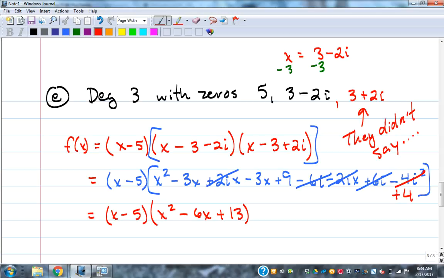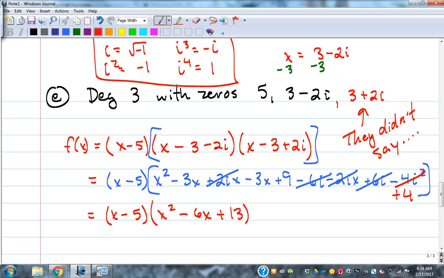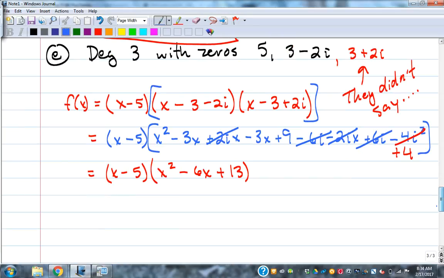i squared is negative 1. So change i squared to negative 1, so negative 4 times negative 1 is positive 4. You may not remember that from Algebra 2. i is the square root of negative 1. i squared is negative 1. i cubed is negative i. And i to the fourth is positive 1. That's the conversion thing that you learned in Algebra 2, that you may or may not remember. If you don't, it's not that hard.